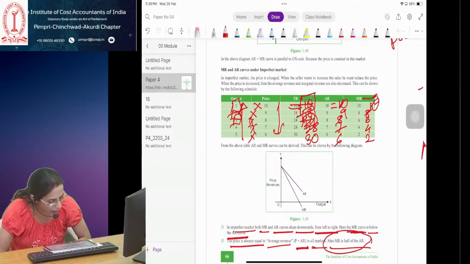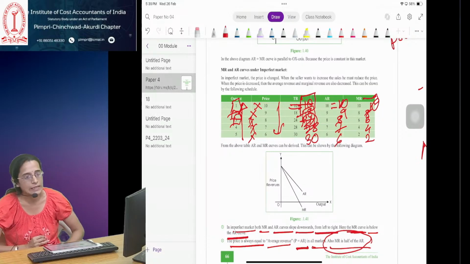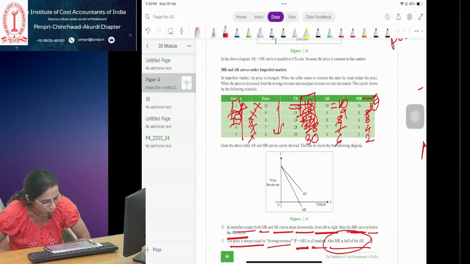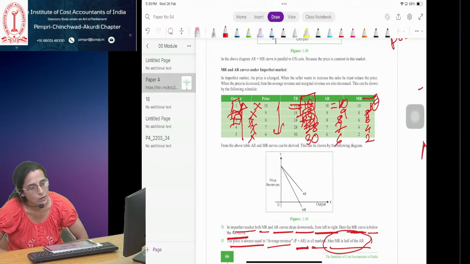So now what are we seeing? As the output is increasing, what is happening to the average revenue? Decreasing. And what is happening to the marginal revenue also? Decreasing. When the price is decreasing, average revenue and marginal revenue both are decreasing, even if the output is increasing.